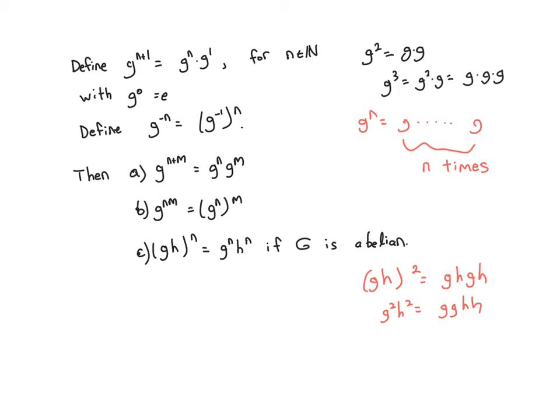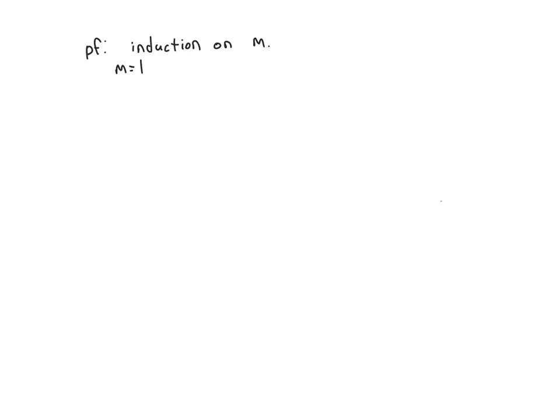I'm being slightly imprecise here. n and m should be arbitrary integers. And so we're going to prove these three facts. How are we going to prove it? Induction on m. Note, this isn't going to be a fully rigorous proof. I'm going to try to prove all three results simultaneously by induction on m.